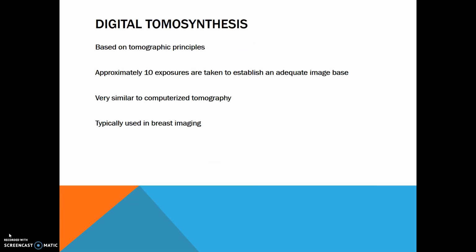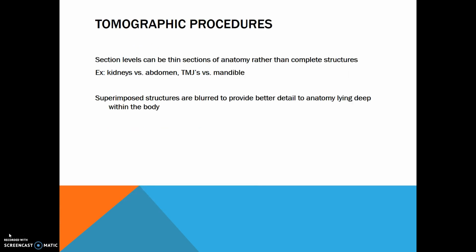Digital tomosynthesis is based on tomographic principles. Approximately 10 exposures are taken to establish an adequate image base. This is very similar to computerized tomography, and this is typically used in breast imaging. Section levels can be thin sections of anatomy rather than complete structures, for example, the kidneys versus the abdomen, or the TMJ joint versus the mandible. Superimposed structures are blurred to provide better detail to the anatomy lying deep within the body.